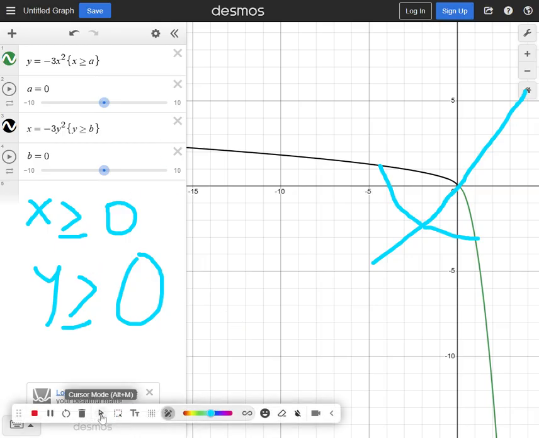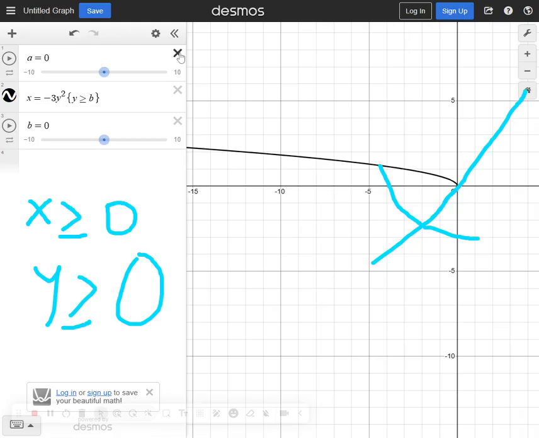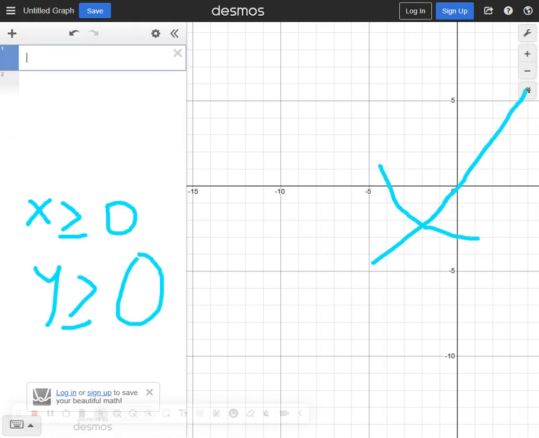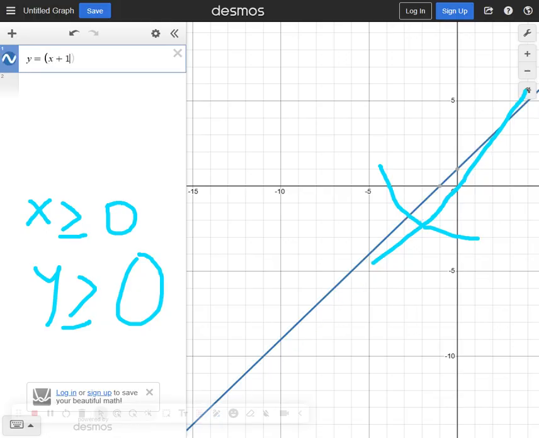Now, let's do the last one. This will be the last one. Number 3, function k. So function k will be replaced by y equals. Why don't you pause this video and do it by yourself and then check later if you got it right.